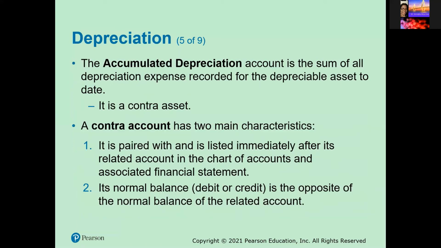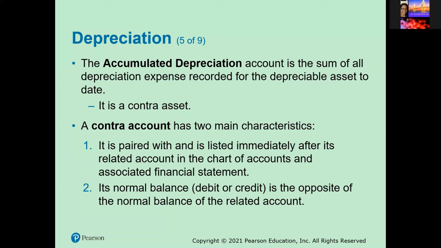A business may have a separate accumulated depreciation account for each depreciable asset. However, some companies often have only one accumulated depreciation account for all of their depreciable assets. The accumulated depreciation account is the sum of all depreciation expense recorded for the depreciable asset to date. It is a contra asset.